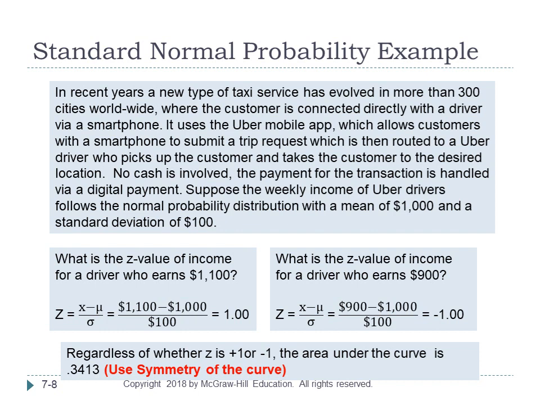Now the z value for 1100 was 1. The z value for 900 was minus 1. The area between 0 and minus 1 is exactly the same as the area between 0 and 1. In both cases, the probability will be 0.3413. This is the area, which is equal to the probability. This you can find from the table.